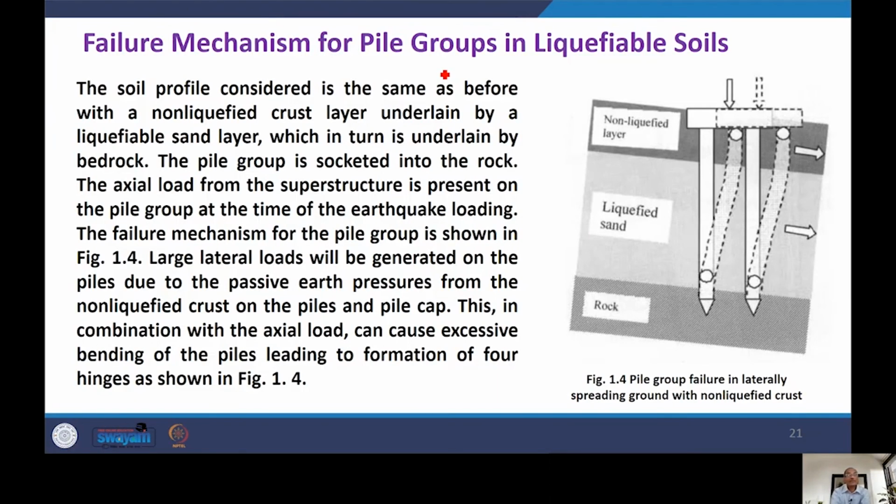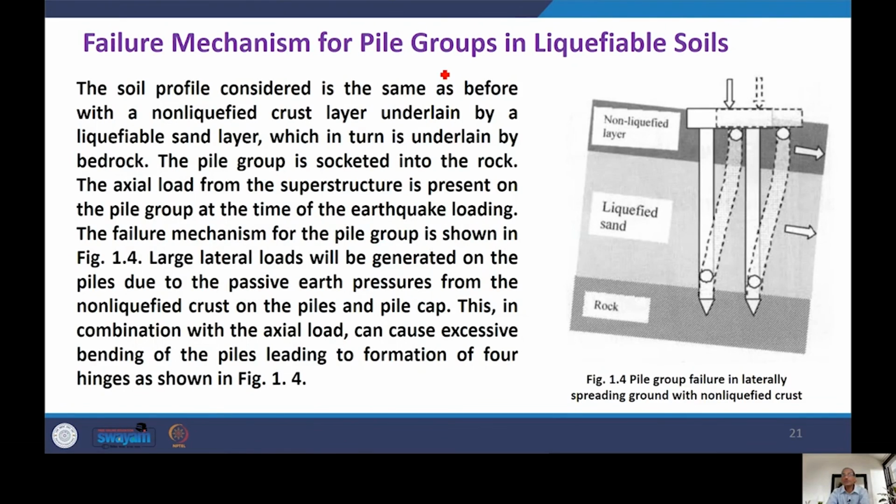The pile group is socketed into the rock. The axial load from the superstructure is present on the pile group at the time of the earthquake loading. The failure mechanism of the pile group is shown in figure 1.4. Large lateral loads will be generated on the piles due to the passive earth pressure from the non-liquefied crust on the piles and pile cap. This, in combination with the axial load, can cause excessive bending of the piles, leading to the formation of 4 hinges as shown in figure 1.4.